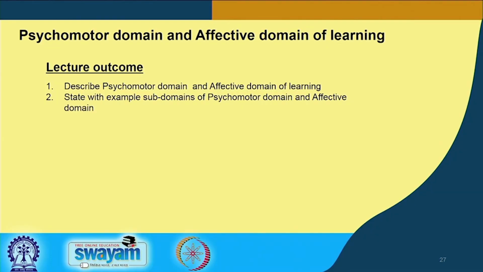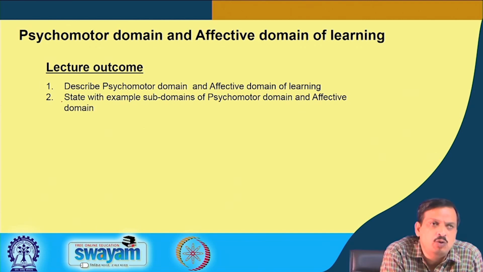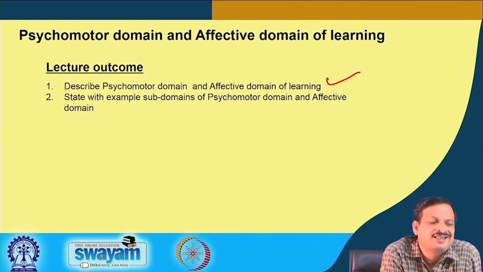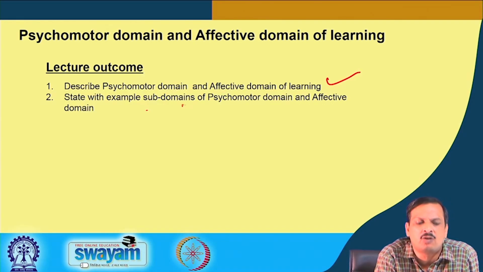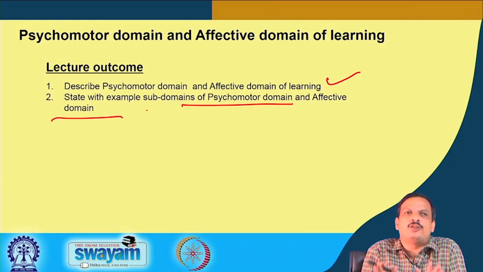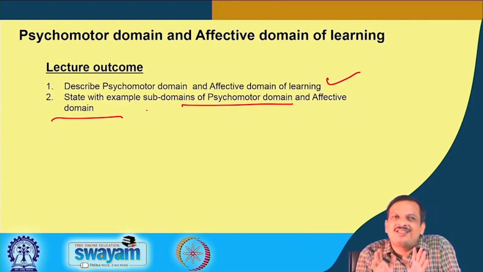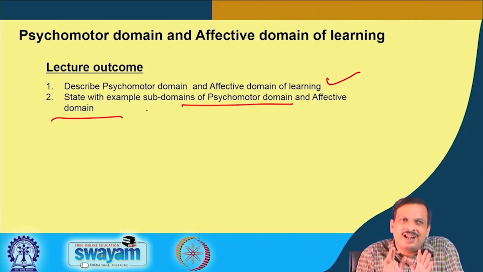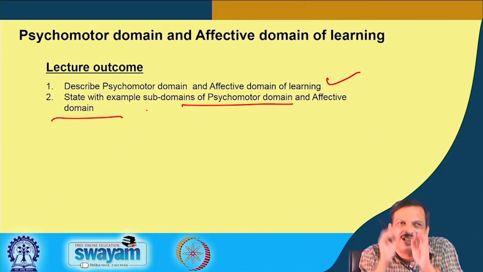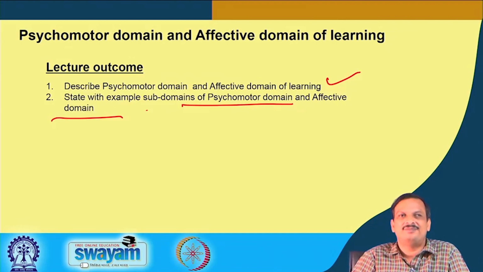We will talk about the psychomotor domain and affective domains of learning. So, what is the lecture outcome? You will be able to describe the psychomotor and affective domains of learning, and state with examples the subdomains of the psychomotor and affective domains. Our purpose in this lecture is to describe what the psychomotor domain and the affective domain are, categorize them into their subcategories, and give an example of each category. This is the lecture outcome.